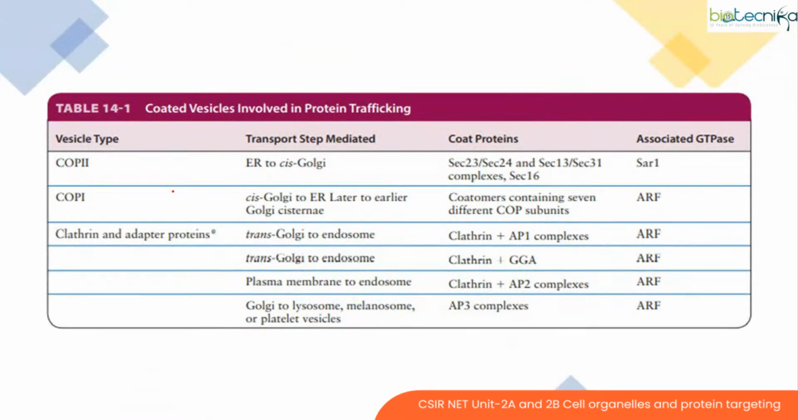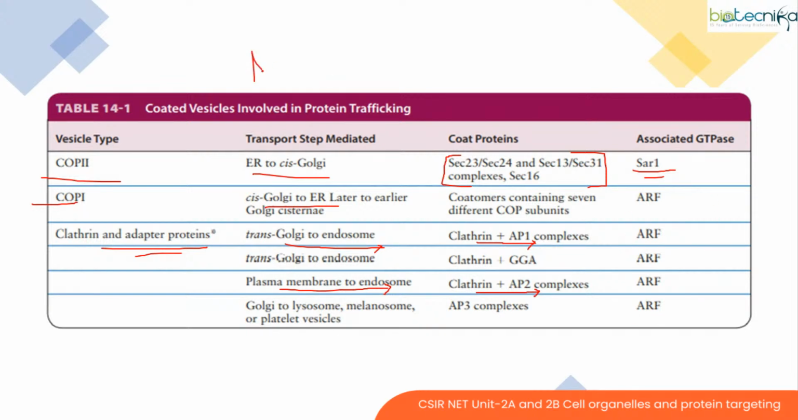So this is how this retrieval process works. And the table which I had mentioned was this table. COP2 vesicles, ER to cis Golgi. The accessory proteins or the coat proteins are this. Obviously, they require some sort of energy for the transportation process. So the GTPase over here is SAR1. Rest all are ARF. For COP1, you will see cis Golgi to ER. For clathrin and adapter proteins, we can have trans Golgi to endosome, where the clathrin is bound with adapter protein 1, or it could be from plasma membrane to endosome, where the clathrin is bound with adapter 2. Depending upon the location, the adapter proteins vary. But the associated GTPase remains the same, that is ARF.